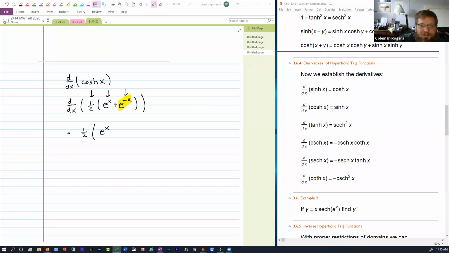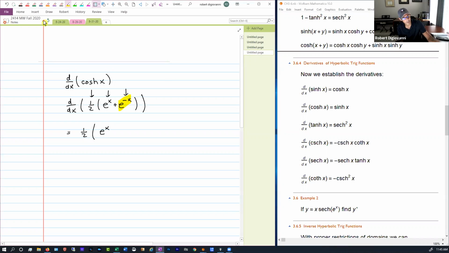Is it e to the negative x or negative e to the negative x? Negative e to the negative x. So yeah, you have to be a little careful there, because when you take the derivative of e to the negative x, it's itself, but then the chain rule says you have to take the derivative of what's up here. And the derivative of that is -1. So you wind up getting negative e to the negative x. Okay, so I'm going to write this as minus e to the negative x.